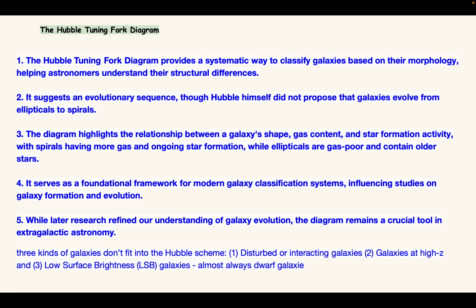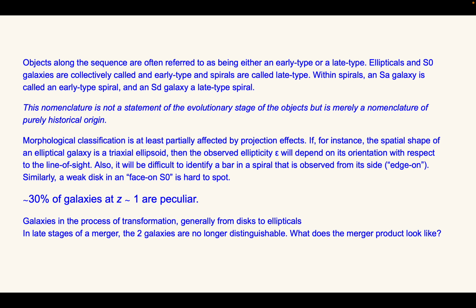There are a few galaxies which do not fit in the Hubble scheme, such as galaxies with irregular morphology. Those are classified as irregular galaxies. The galaxies at very high redshift, and the low surface brightness galaxies, or sometimes known as dwarf galaxies, those three types of galaxy do not fit in the Hubble scheme.